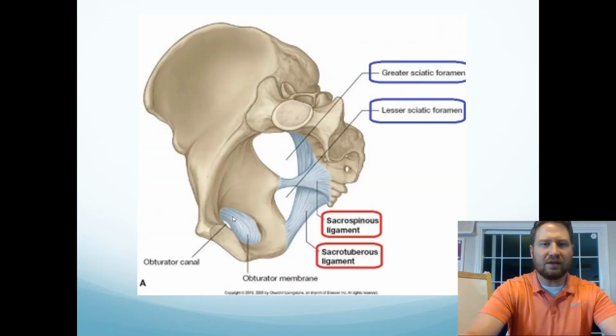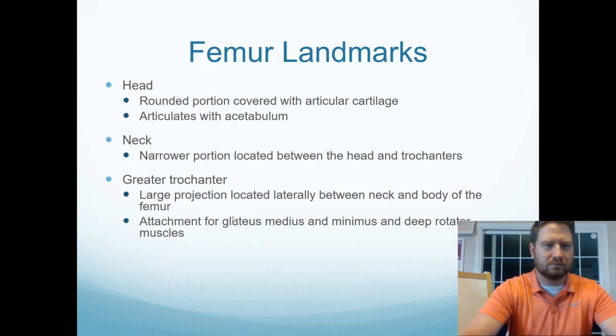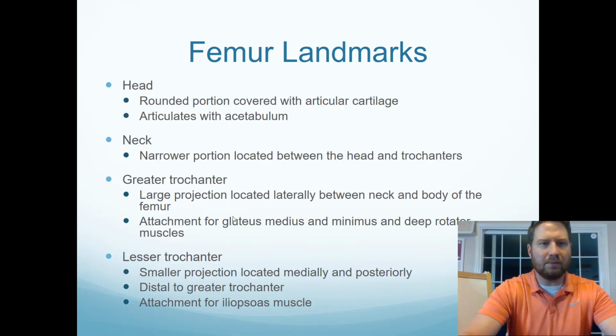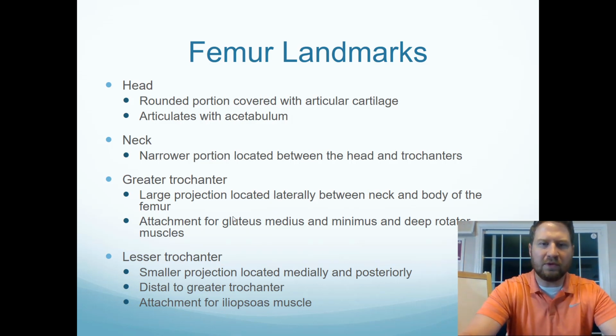All right, so that's kind of a quick little review, I guess, of the proximal hip bones. Now we're going to move into the femur. So the femur has the head that is a rounded portion covered with articular cartilage and articulates with the acetabulum, as we talked about. The neck is a narrower portion located between the head and the trochanters, right?